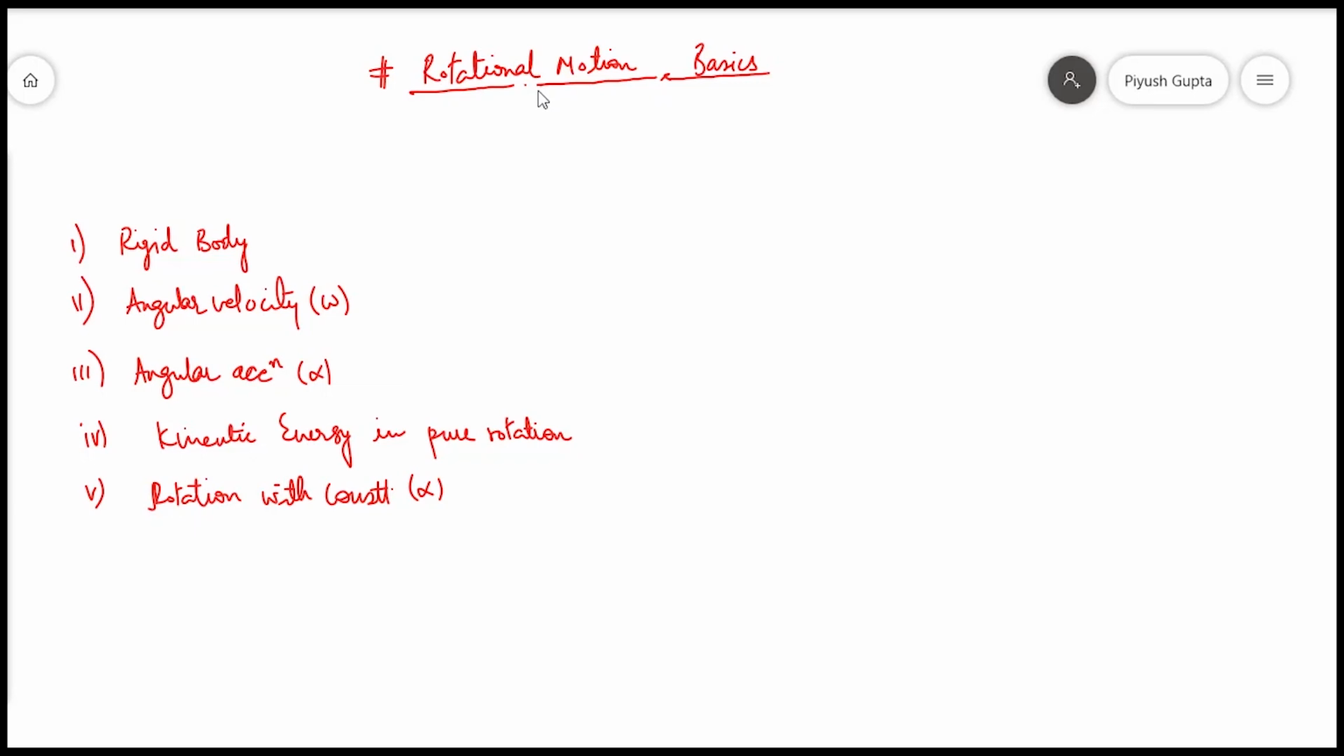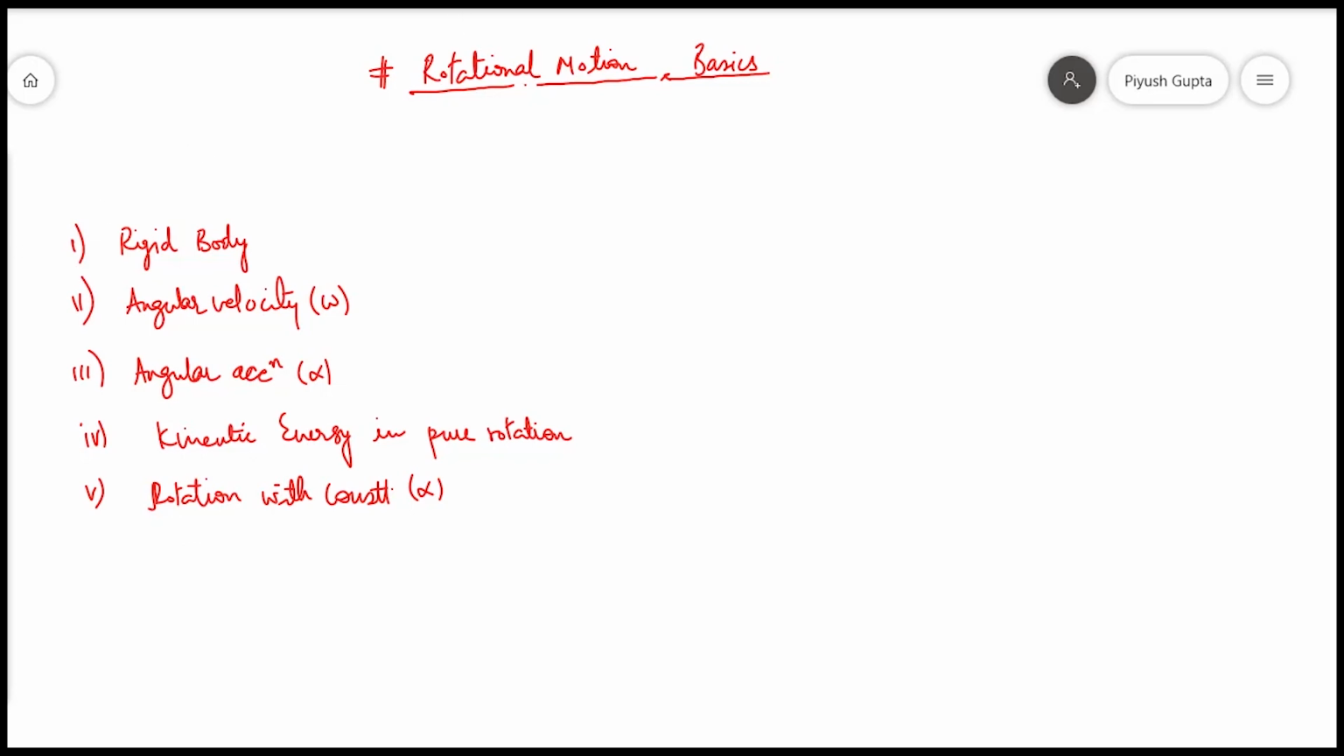Okay, hi, welcome back. This is a video regarding the basics of rotational motion, and here we'll talk about topics like what exactly is a rigid body and the concept of angular velocity and angular acceleration, and then we'll do the kinetic energy of a system in a pure rotational state and the rotation with constant alpha or constant angular acceleration.